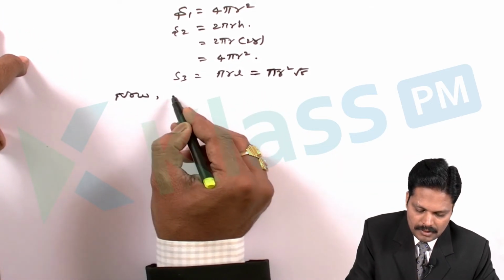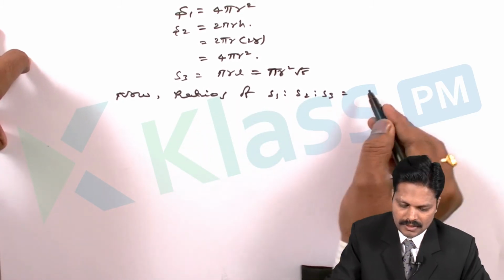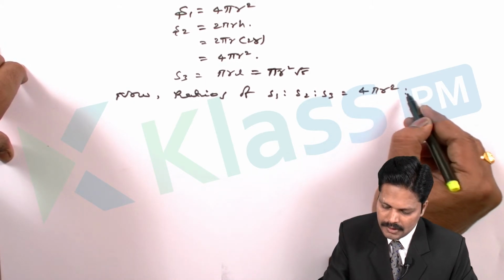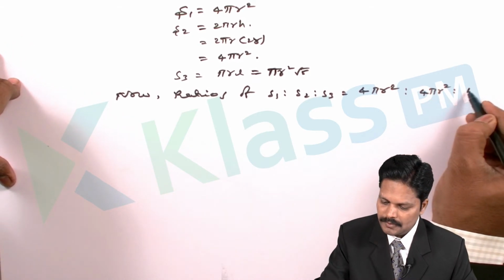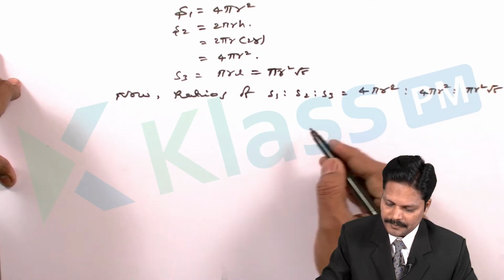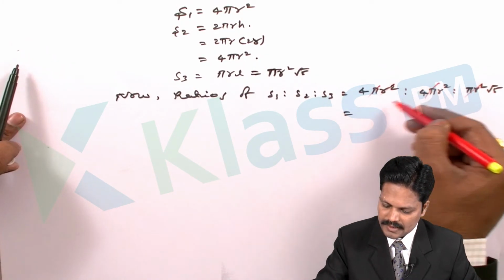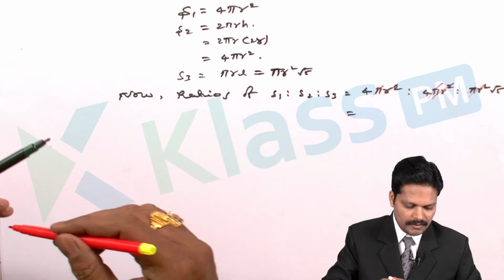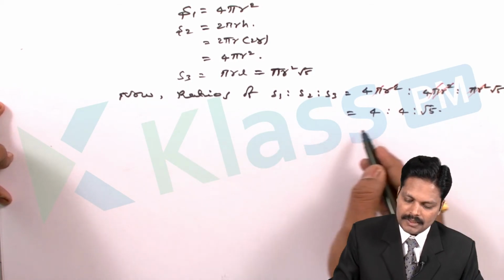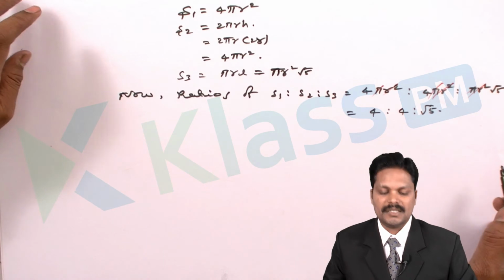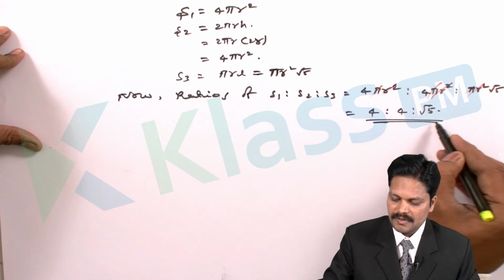Now the ratio of S1 to S2 to S3 is nothing but 4 pi r square to 4 pi r square to pi r square root 5. In all cases pi r square is common, so we cancel pi r square in all. Then we have the terms 4 is to 4 is to root 5. In this manner we can find the ratio of the curved surface areas of the sphere, cylinder and cone. This is the way we can find.